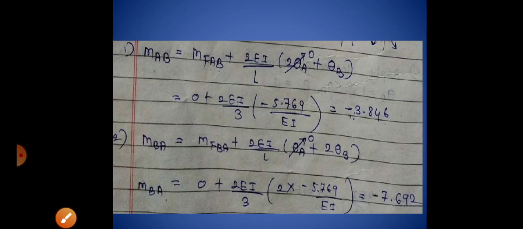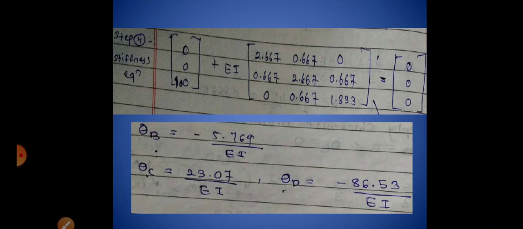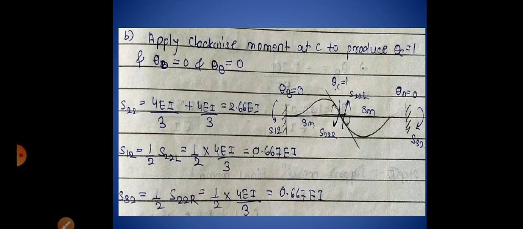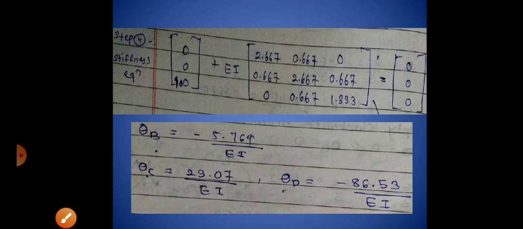By solving this on your calculator you can get the values of theta B, theta C and theta D. The next step is to find the final moments using the slope deflection equation. These final moments depend on the support conditions, whether to use the normal slope deflection equation or the modified slope deflection equation. The support conditions in the original beam are A fixed support, B and C intermediate supports, and D a simple support.